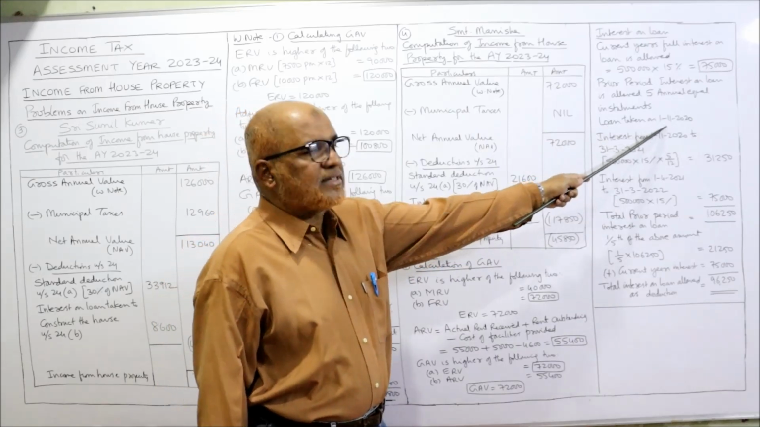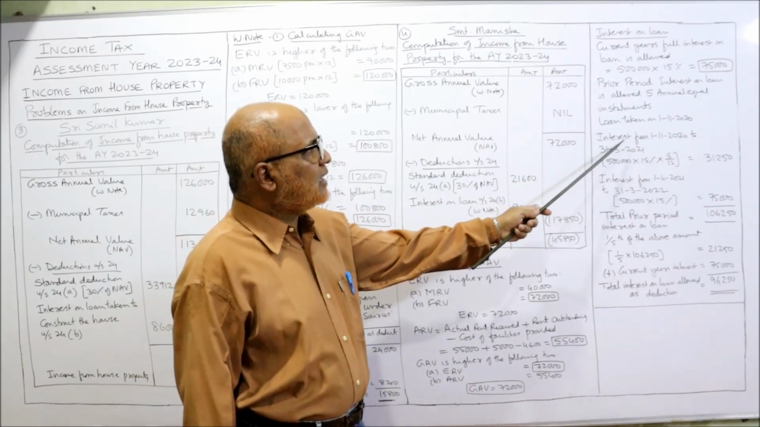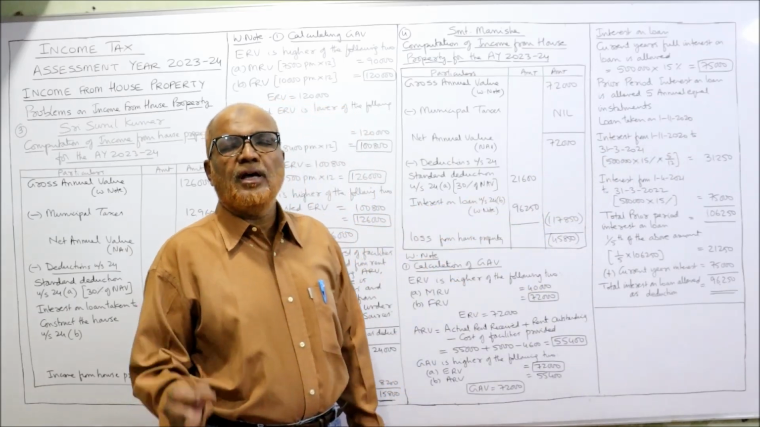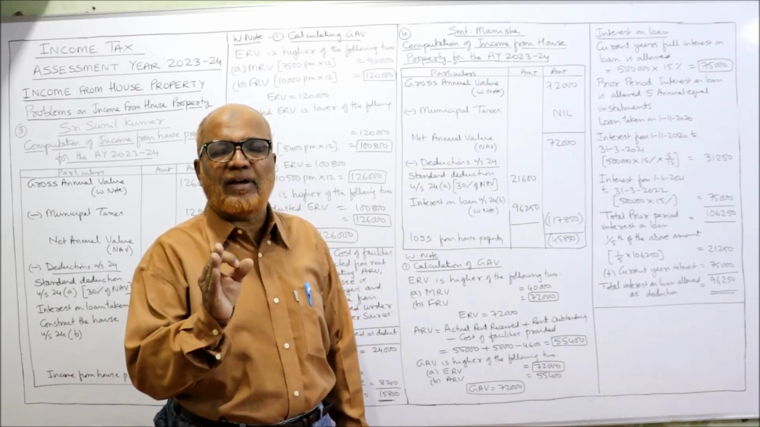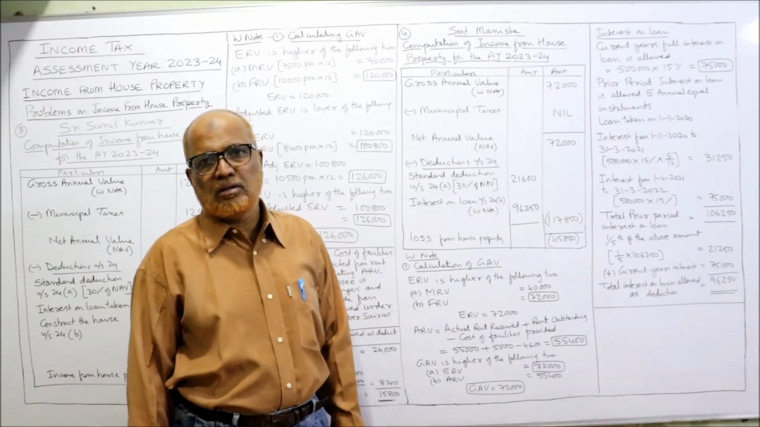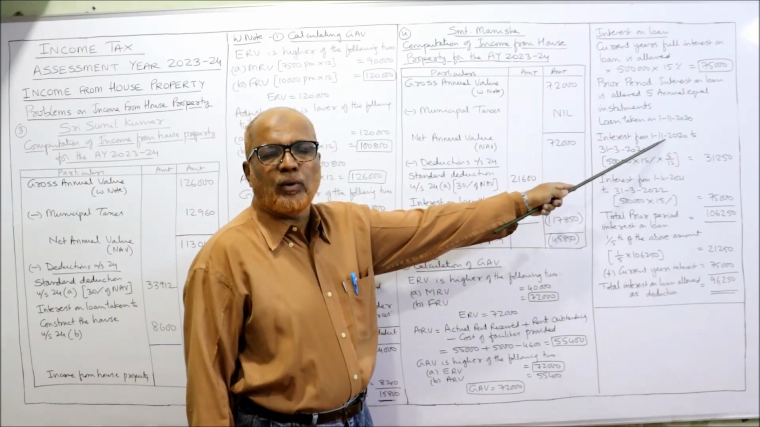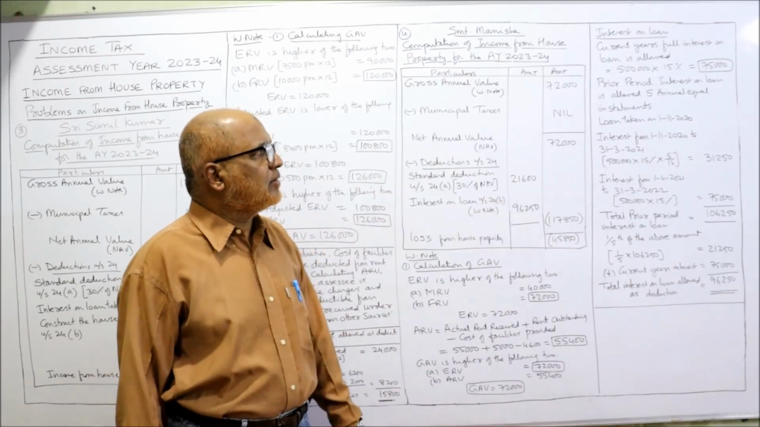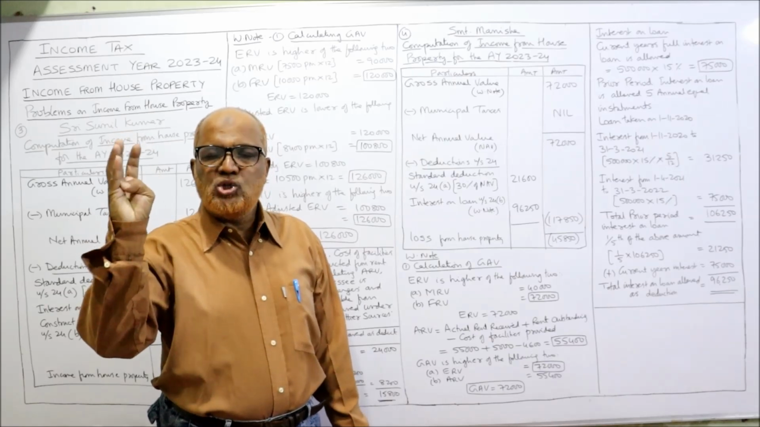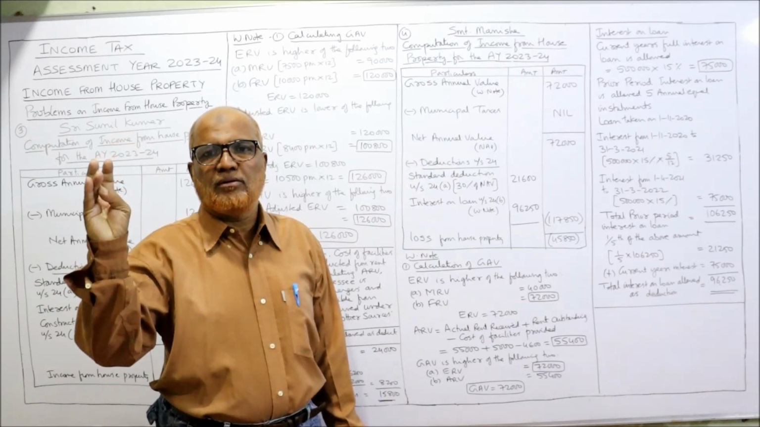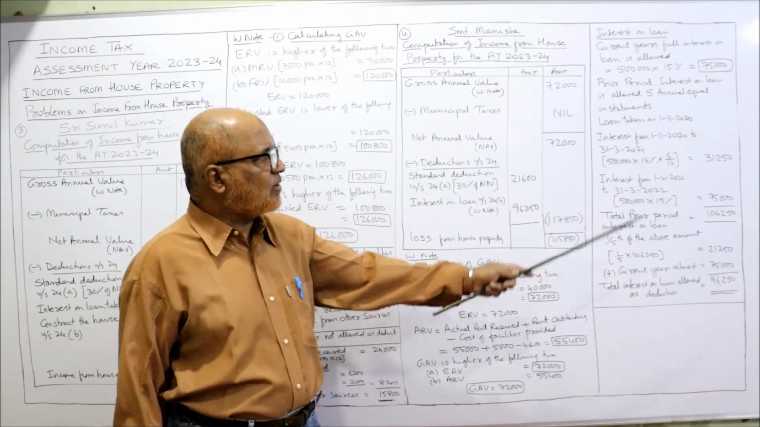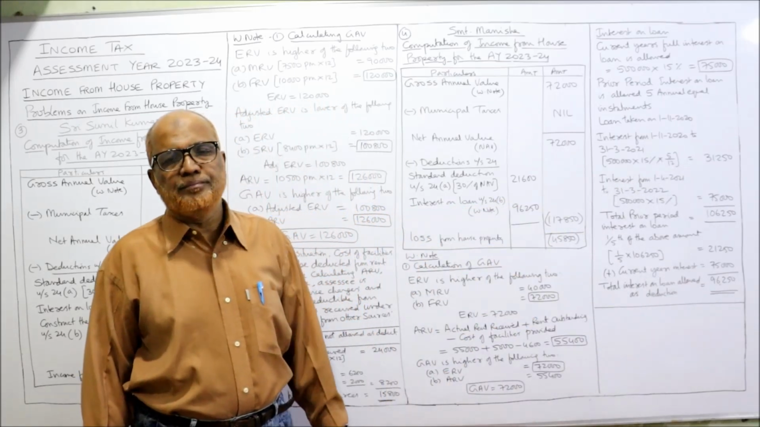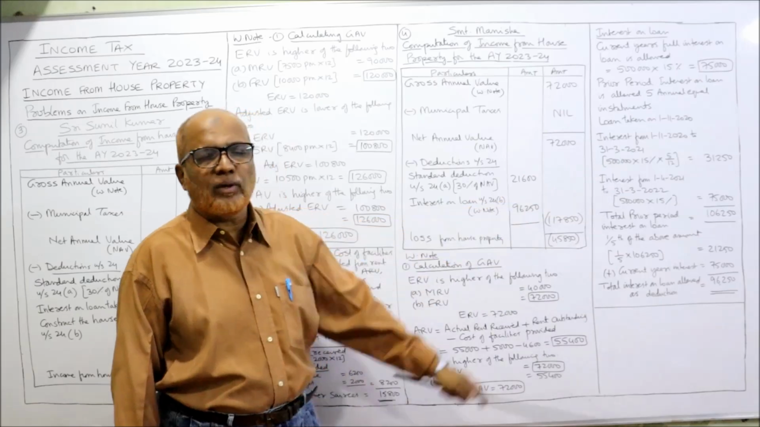Now, the loan was taken on 1st November 2020, and we need the interest from 1st November 2020 to 31st March 2021. Every year the accounts are closed and the financial year ends on 31st March. Loan taken 1st November 2020 and the year ends on 31st March 2021. So how many months? November, December, January, February, March: 5 months. So 5 lakh into 15% into 5 by 12, that is 31,250. This is the interest up to 31st March 2021.